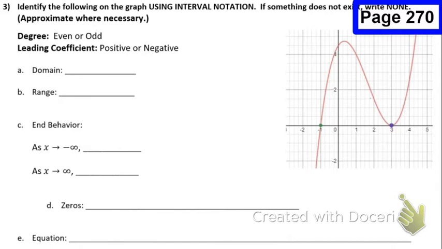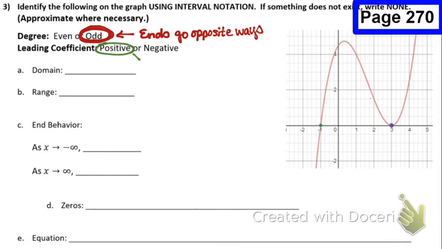Even or odd? Odd. We know it's odd because why? Ends are pointing opposite ways, yes. Positive or negative leading coefficient? Positive. We know that because the right side points up.